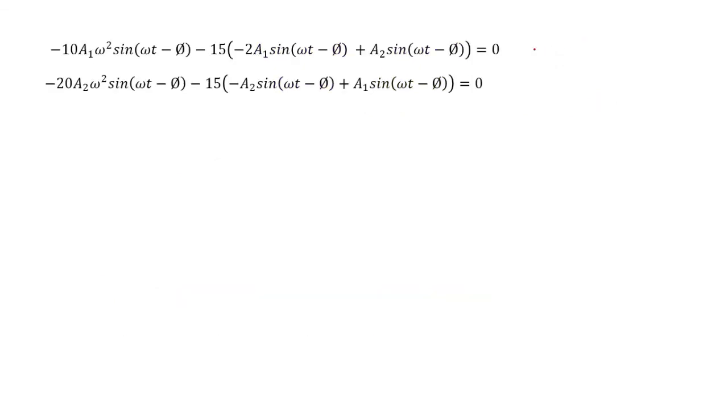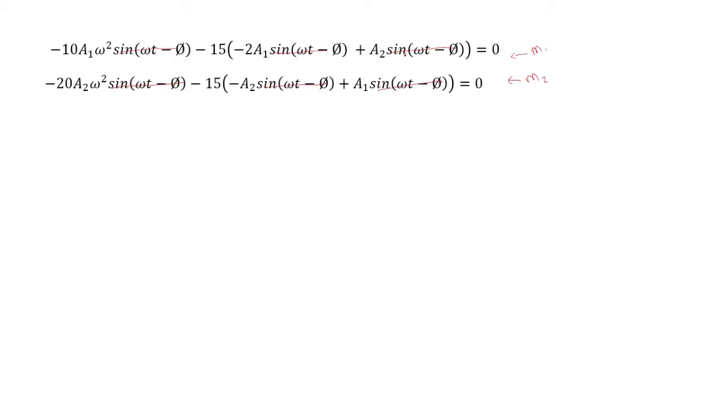So let us rewrite the equation for mass m1 and m2. This is the equation for mass m1 and this is the equation for mass m2. Now here you can observe that sin(omega t minus 5) is common in the equation. So you can cancel out sin(omega t minus 5) from equation 1, and likewise you can also cancel it out from equation 2.